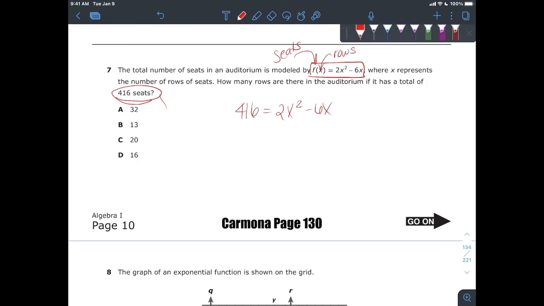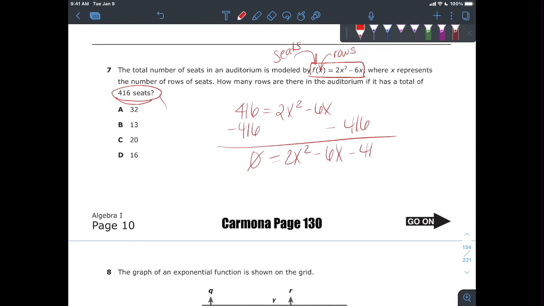So how in the world do I solve this? Well, I can't unless I make it equal to 0. So I'll move it over to the other side. And now I have something. If I wanted to factor, I could do that. But I really just need the x-intercepts. I need to find out which number of rows can bring about 416 seats.